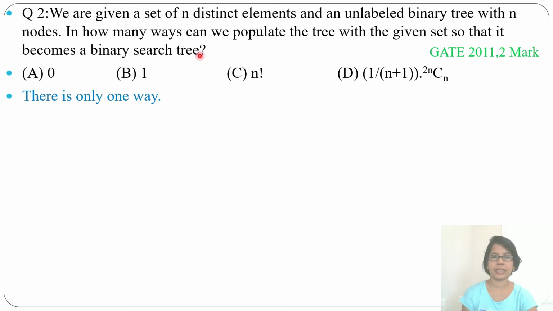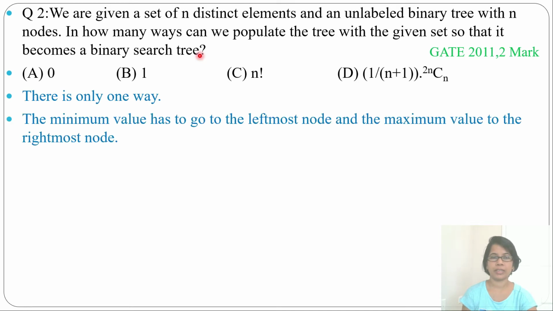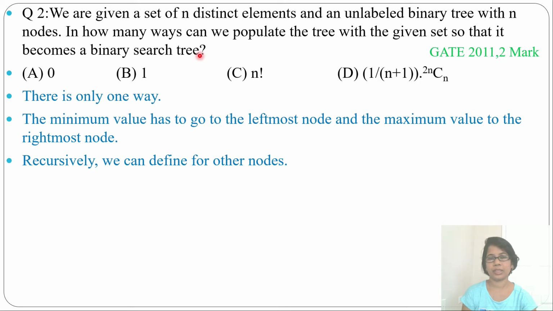Because in case of a binary search tree, the value less than the root will go to the left side, and the value greater than the parent will go to the right side. The first node will be the root. Then every node will check whether it is less than the root or greater than the root. So every left child is less than its parent and every right child is more than its parent. So there will be just one way. So here the answer will be B, 1.